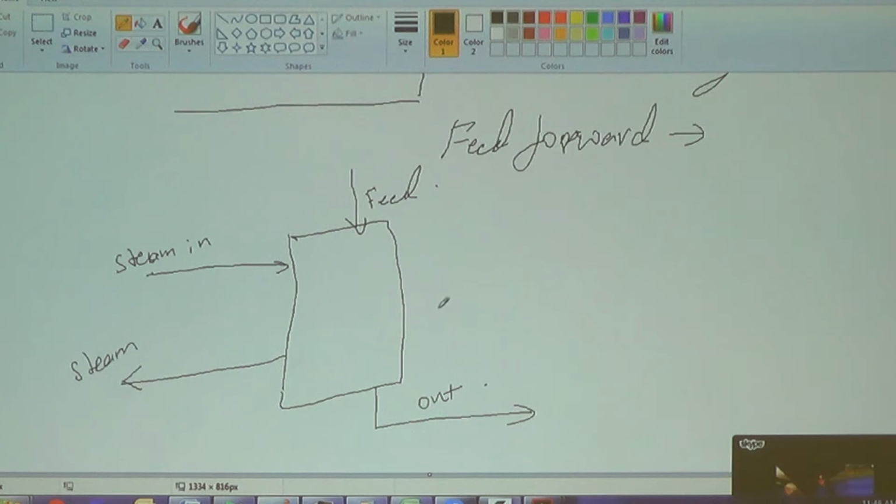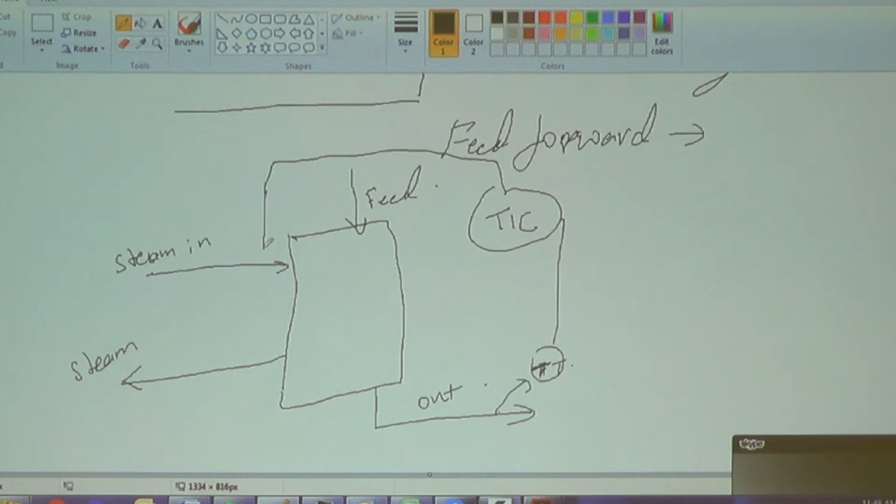In a normal feedback system, what I would be doing is, I would check the temperature here. So I have a temperature transmitter. This temperature transmitter will go to a TIC, which would probably control the steam. Right? This is what I would do in a normal feedback system.